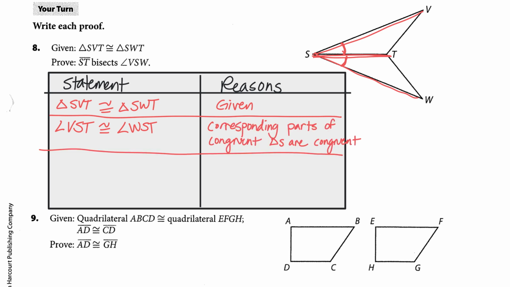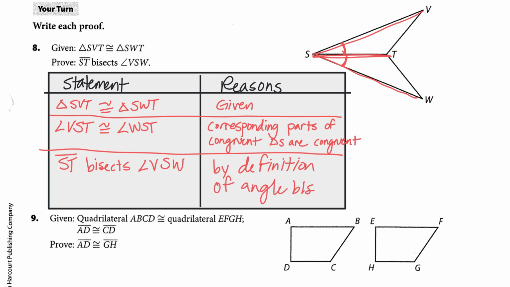And since those two angles are the same, we know ST bisects angle VSW. And that is by definition of an angle bisector, because it split it into two equal parts.